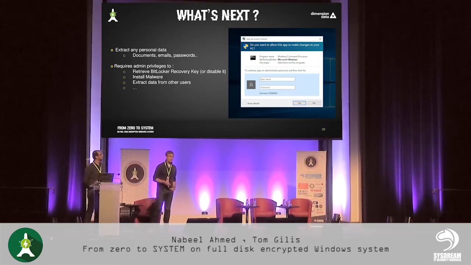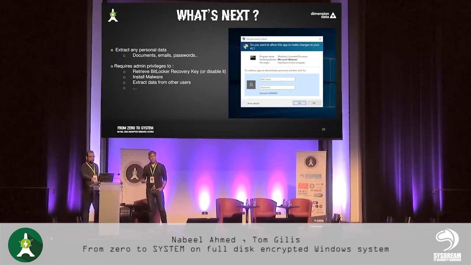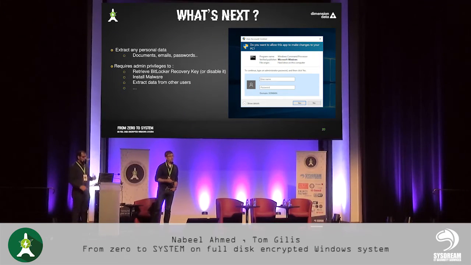So we were looking for a way to do privilege escalation, because in a complete picture, you want to do the more fancy stuff, like installing your remote access toolkit, for example, or disabling the full disk encryption system altogether. You need admin privileges.